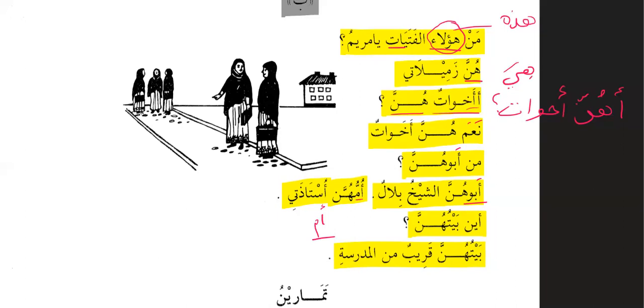Ustad as in a teacher? My teacher, my head teacher. Yeah, so their mother is my teacher. أين بيتهن؟ Where is their house? بيتهن قريب من المدرسة. So their house is close to the school. Jade, any questions on that?